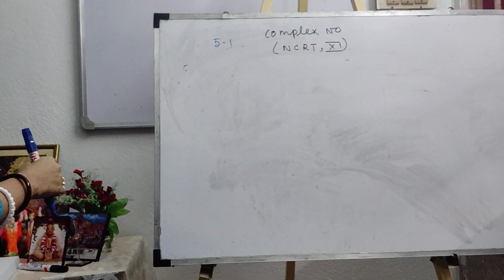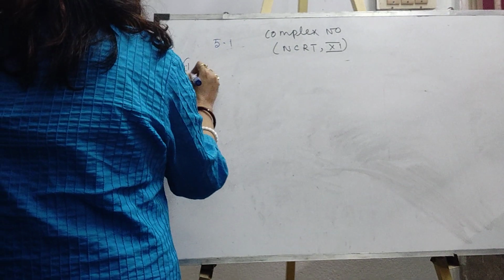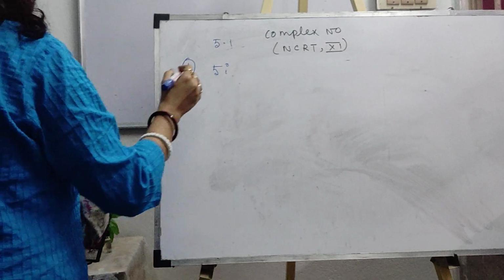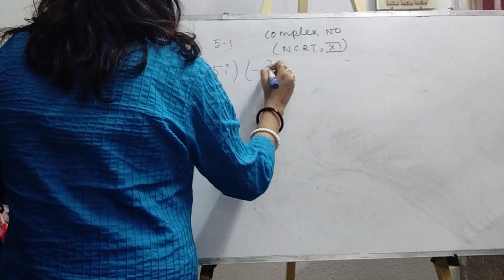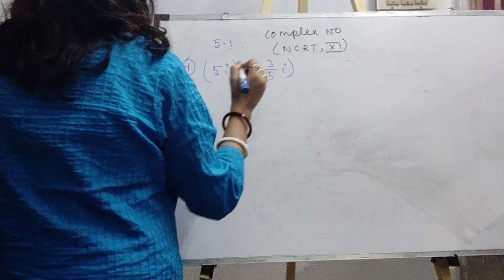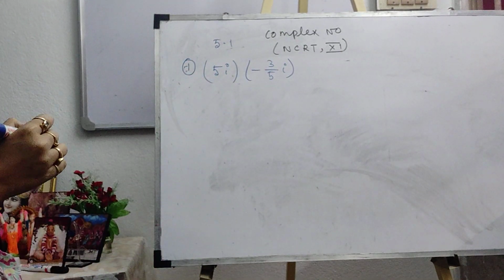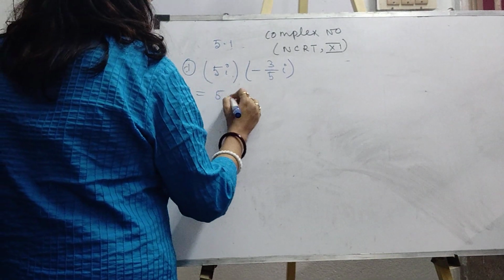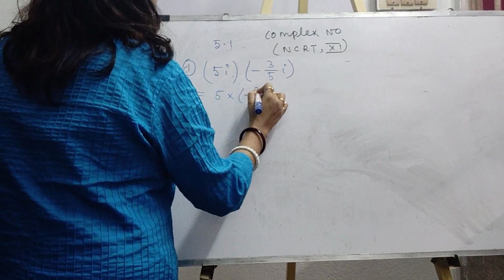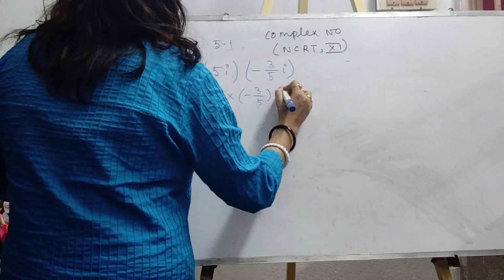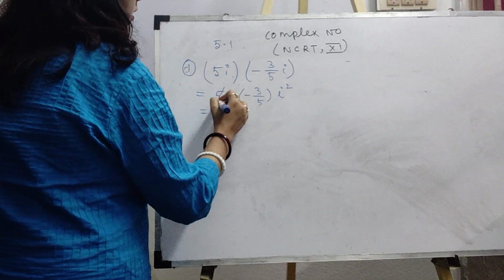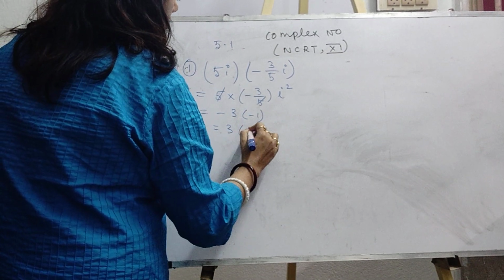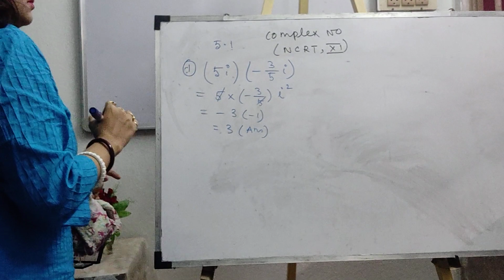Okay. First one is 5i into minus 3 by 5i. What is the value of this? First, what I have to do? I have to multiply 5 into minus 3 by 5 into i square. As you all know, i square means minus 1. So the answer is 3. Right?